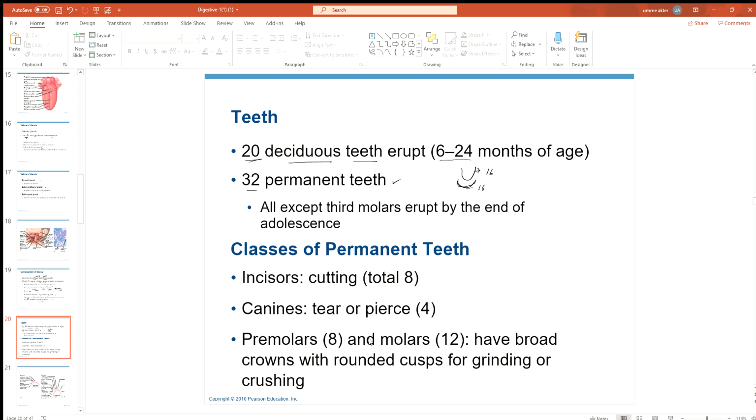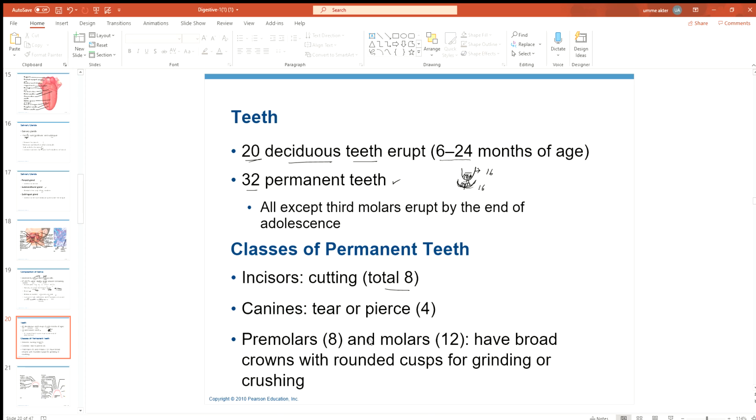Now incisor teeth are total 8. That means if I divide these arches into two halves, there are 8 incisor teeth. So now you can think how many should be in each half of each arch. 2, 4, 6, 8. So 2 in each, right? So 1, 2, 1, 2. So 2 in each half of each arch. So total 4 here and 4 here, 8.